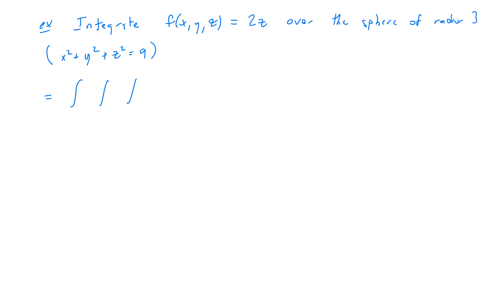So first, the z becomes, that's supposed to be a rho, this. And then we always get the rho squared sine of phi. And then the d rho, d phi, d theta. And I should say over the solid sphere, because otherwise the sphere is just a surface. So the solid, not just the outer part.